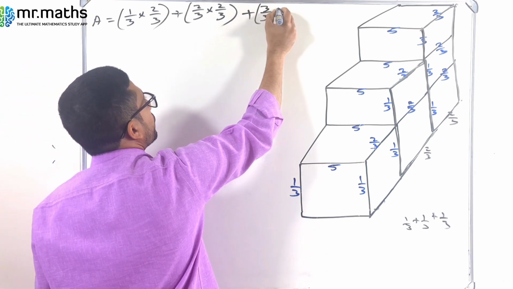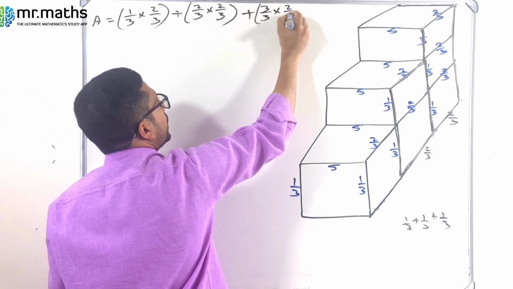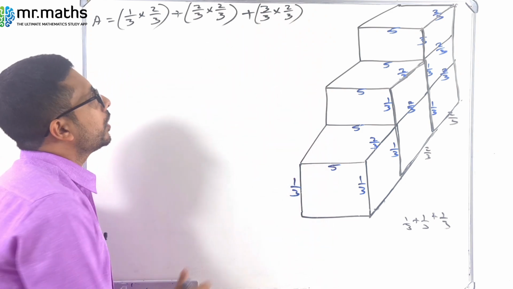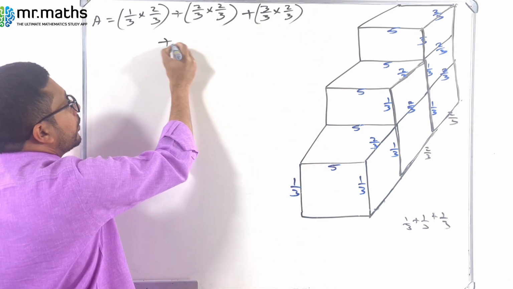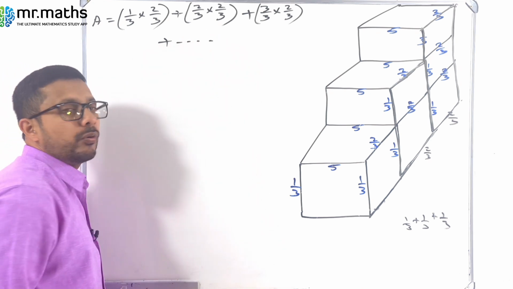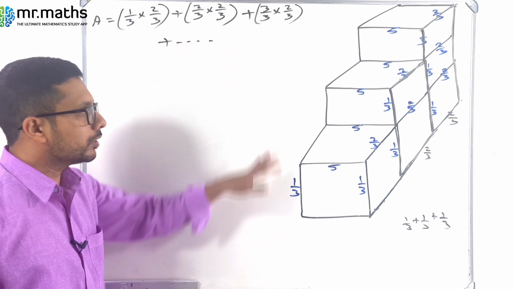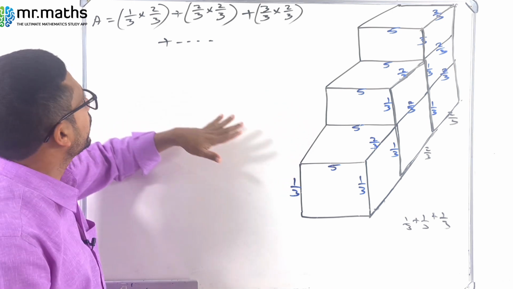We know that area is length times breadth, so it is 1 times 2 over 3. That is what we are doing. Like that, plus etc. How many steps are there? There are 12 steps. Don't forget that, not the 3 steps. So now look at this one.